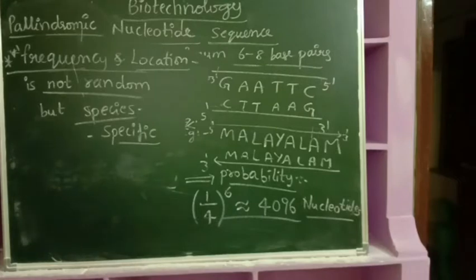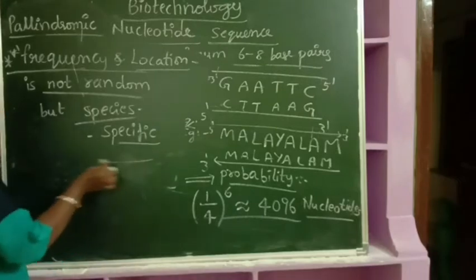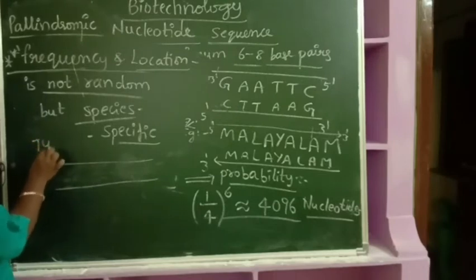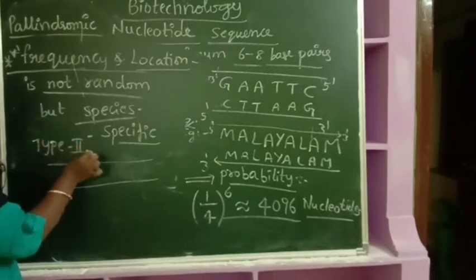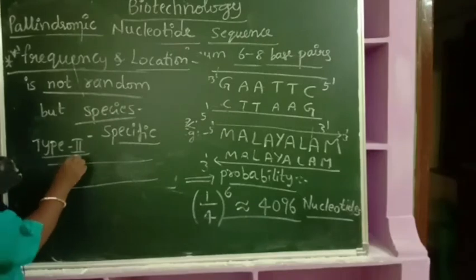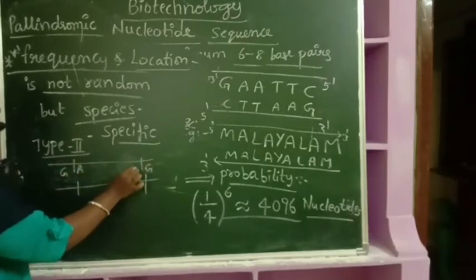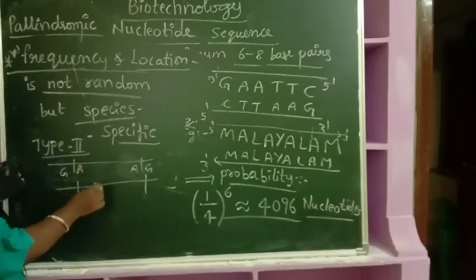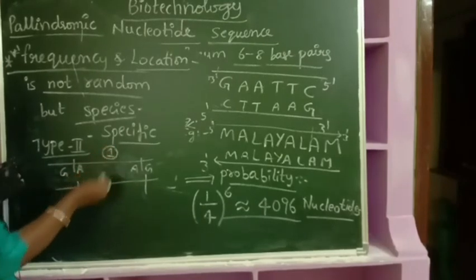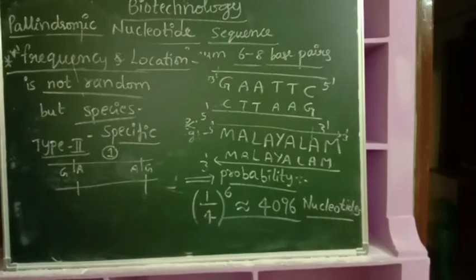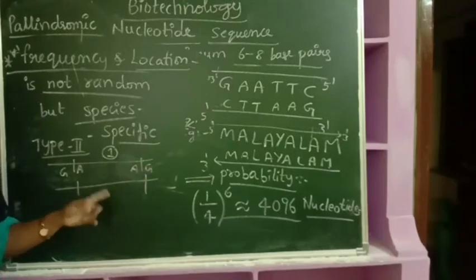So here, in one organism, suppose you take one type of restriction endonuclease. Let us take type 2 restriction endonuclease. Imagine it is cutting between G and A. Same thing here, it's cutting between G and A. Let us take this as organism number 1. In the first organism, the restriction endonuclease is type 2, and it cuts between G and A, and G and A on the opposite strand.